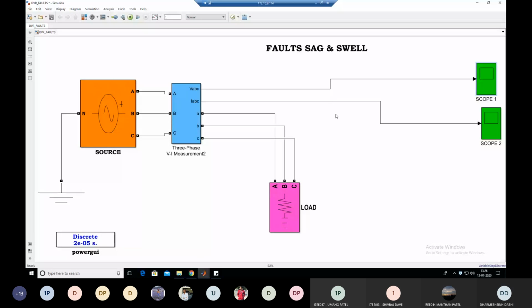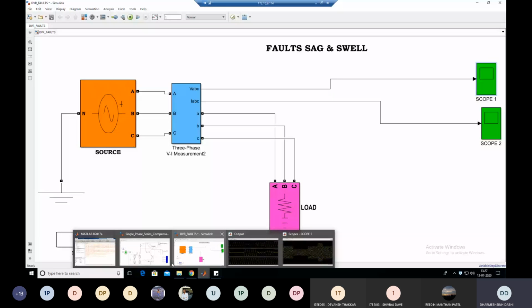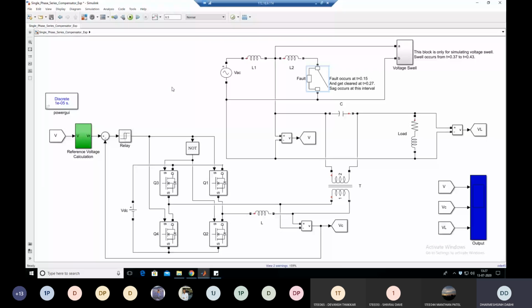Clear, all of you? Further, I go to the next point: how to mitigate these two power quality problems, voltage sag and voltage swell, which happen because of any fault in the transmission line or distribution line or from the power supply side. So here I have taken one simulation. This is the simulation of a single phase system with a single phase DVR. All of you can see this screen.